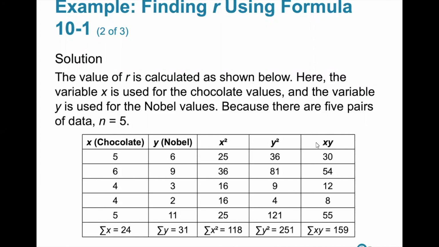And then finally, we do a column called XY, where we multiply each X by its corresponding Y. 5 times 6 is 30. 6 times 9 is 54. 4 times 3 is 12. 4 times 2 is 8. 5 times 11 is 55. And then we add all those columns together. So the sum of the X's is 24. The sum of the Y's is 31. The sum of the X squareds is 118. The sum of the Y squareds is 251. And the sum of the XY's is 159.